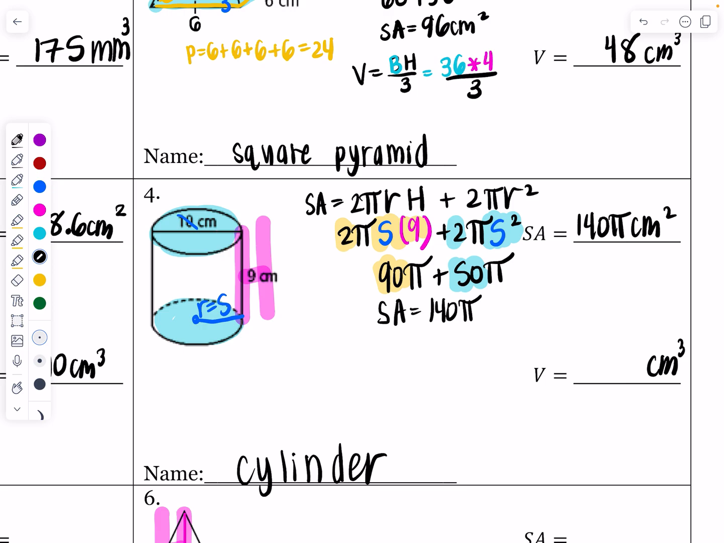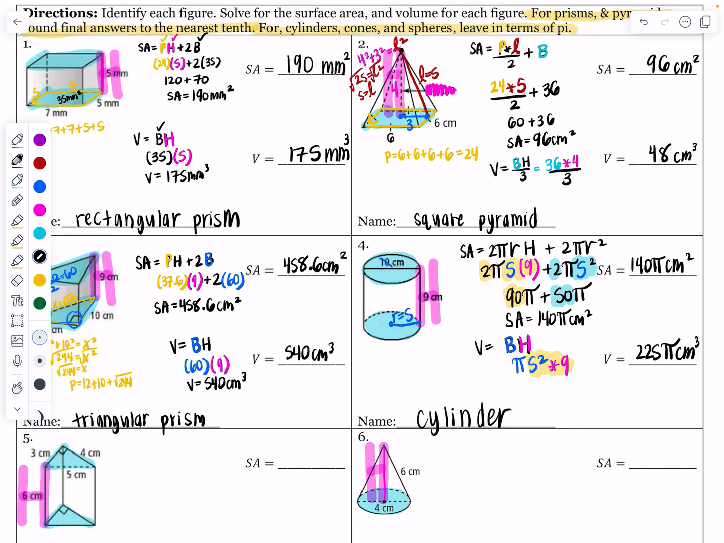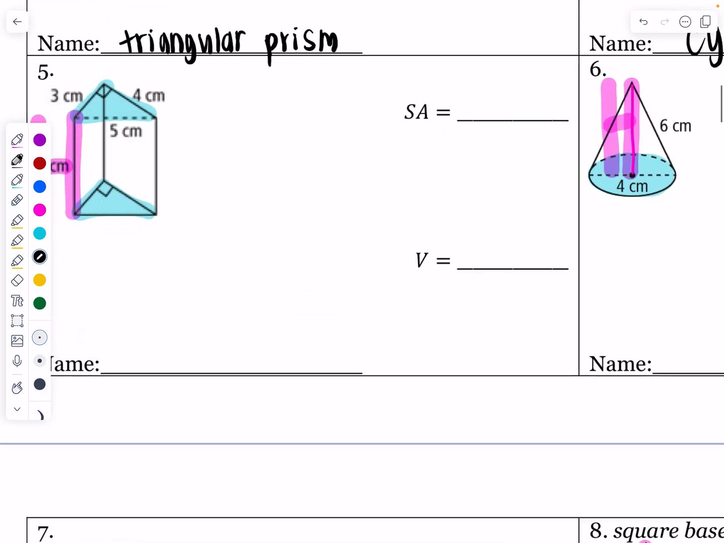Okay. Volume is much easier. Volume is just going to be base times height. Thankfully, I've already calculated the base. We already know that the base is going to be pi r squared, so pi 5 squared, times the height of this cylinder, which we already have on there. That's going to be times 9. So when I type this in, I'm just going to type in 5 squared times 9. 5 squared times 9 is going to give me 225 pi, 225 pi centimeters cubed of volume, and 140 pi centimeters squared of surface area. So doing the surface area first actually does help you.